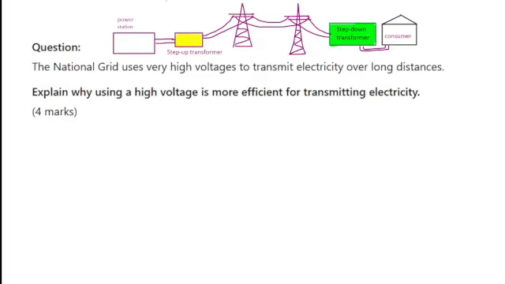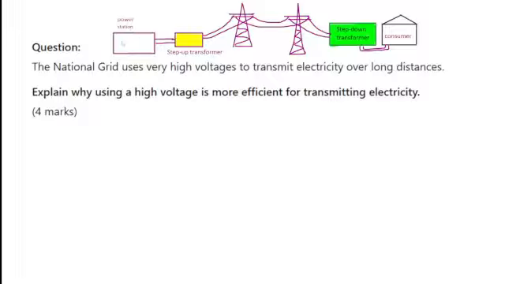The national grid uses very high voltages to transmit electricity over long distances. Explain why using a high voltage is more efficient for transmitting electricity.